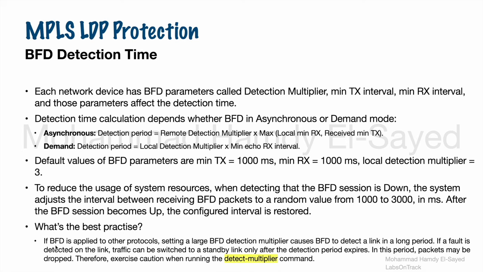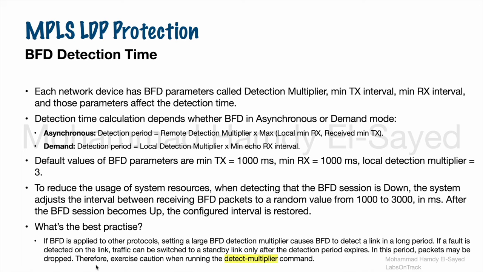What is the best practice here? If BFD is applied to other protocols, if it's bound, for example, to OSPF or BGP or any other protocol, setting a large BFD detection multiplier causes BFD to detect a link failure over a long period. If a fault is detected on the link, traffic can be switched to a standby link only after the detection period expires. So that takes a long time to switch the traffic to the standby link. In this period, packets may be dropped. Before switching to the standby link, BFD is still waiting for the detection period to expire, so it cannot notify any other protocols that there is a failure, and in this time packets are dropped.